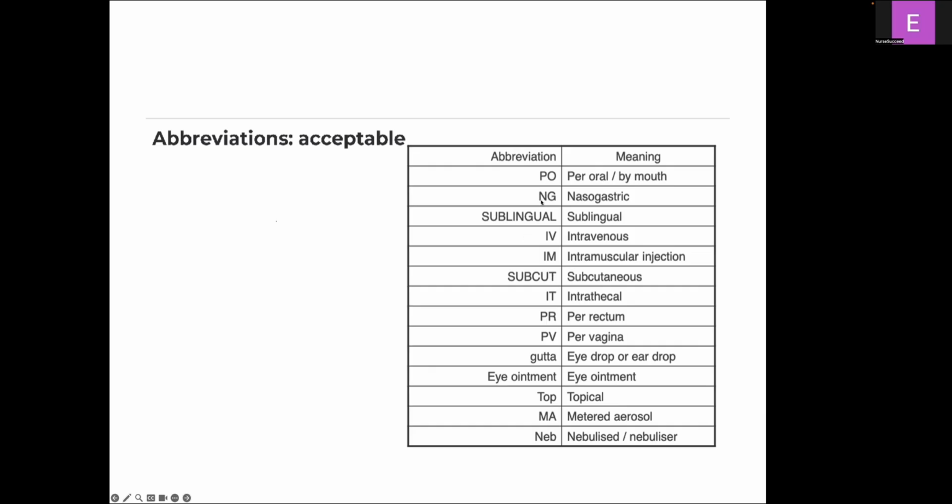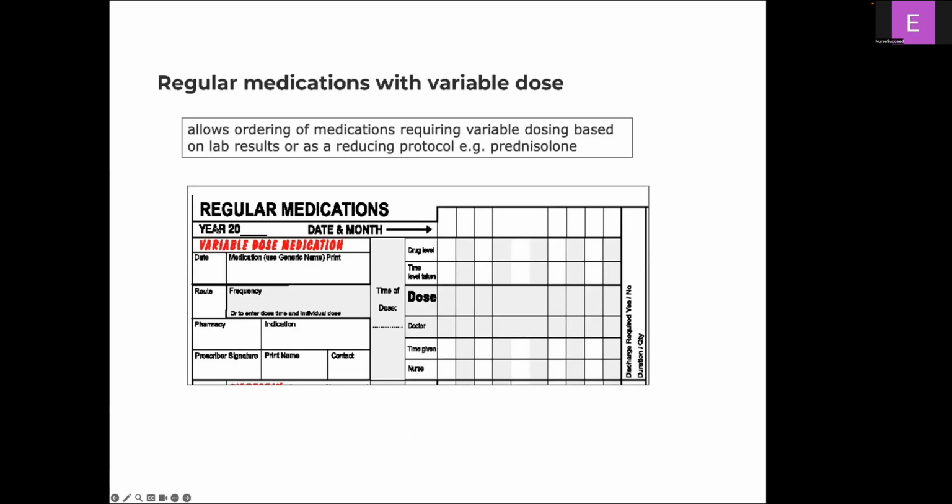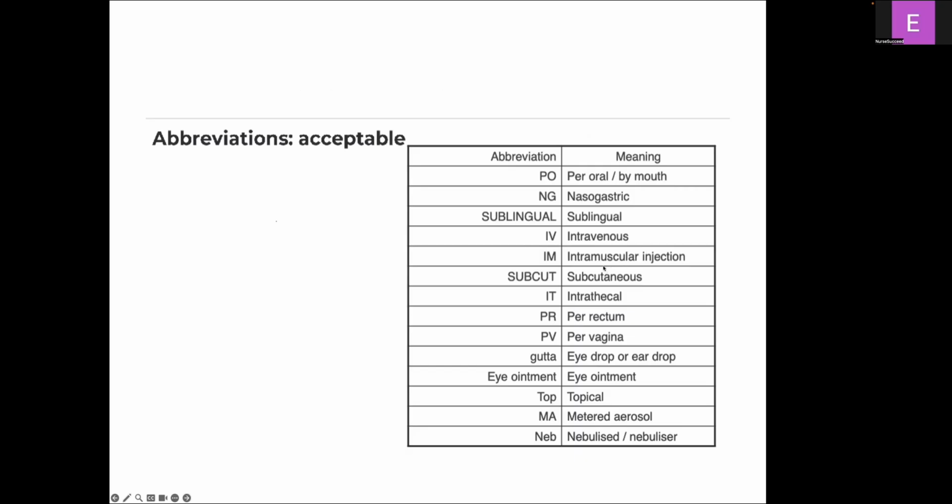So in the route, your doctor might say PO. That means give it by mouth, swallow it. NG is through the NG tube. Sublingual, or sometimes they just write SL. That means under the tongue. IV is intravenous, IM, or sometimes they write IMI, which is intramuscular injection. And they might write SUBCUT, or just SC, that's subcutaneous.